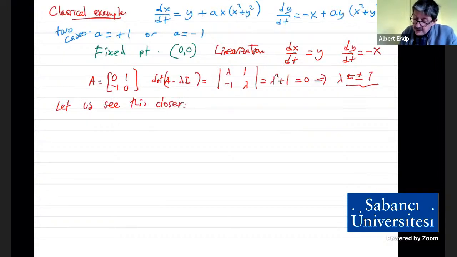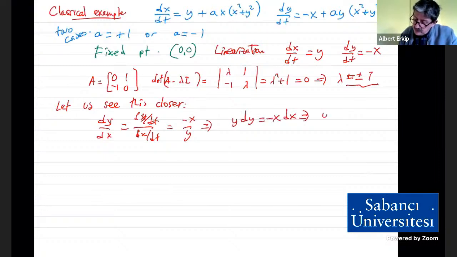Let's look at dy/dx. This is dy/dt divided by dx/dt, which is minus x over y. So this gives y dy equals minus x dx, which gives y squared over 2 equals negative x squared over 2 plus c, which gives that the trajectories are circles.